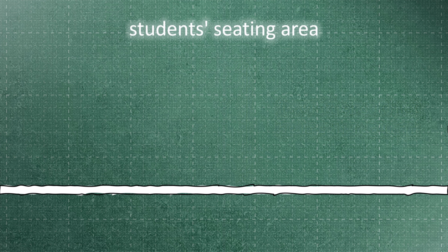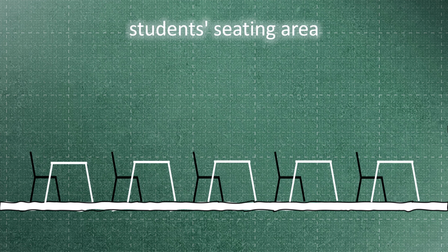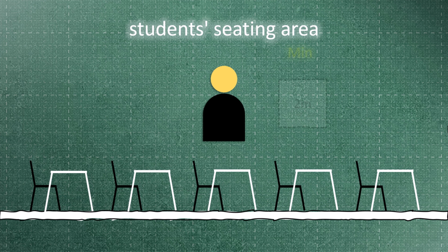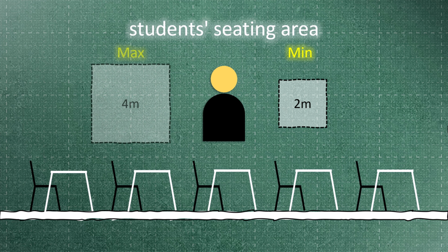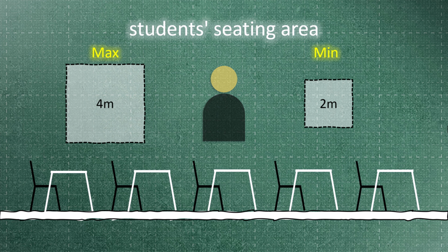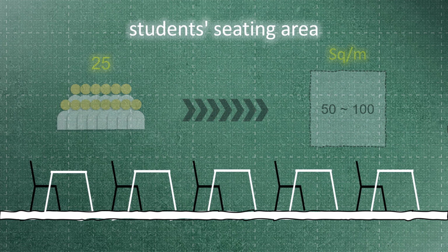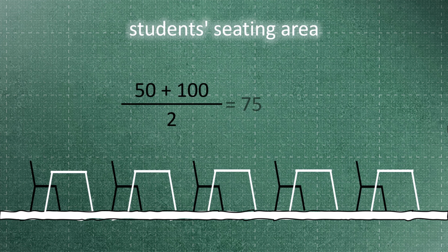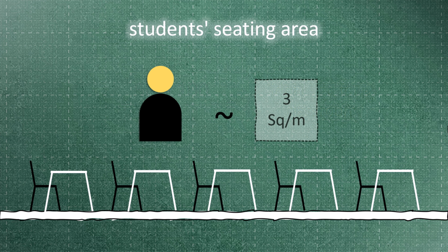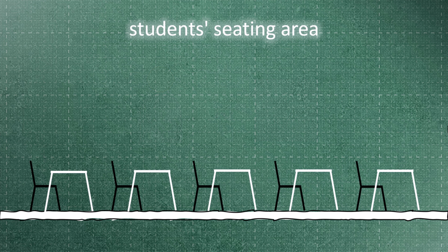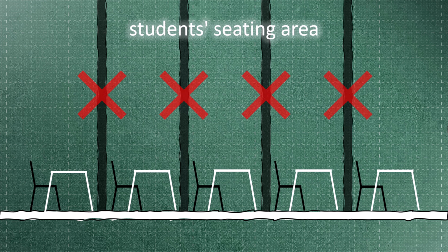The largest part of each classroom is dedicated to the student's seating area. For each student, we should allocate a minimum of 2 square meters and a maximum of 4 square meters of space. Therefore, for a class with 25 students, the total space should range between 50 and 100 square meters. The average of these two figures is 75 square meters, which is considered the ideal size for a classroom. Based on this calculation, we will plan for 3 square meters of space per student. It is important to ensure that there are no columns within the classroom, as they can obstruct visibility and movement.